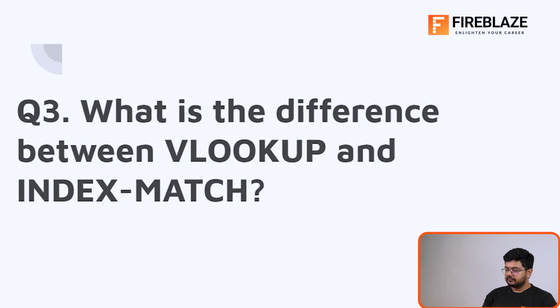Now, moving on to the next question. What is the difference between VLOOKUP and index match? All right. So this can always be a follow-up question to VLOOKUP because this is related to VLOOKUP. So it's asking what is the difference between VLOOKUP and index match. Okay. So the basic difference between VLOOKUP and index match is that VLOOKUP is a method of looking up, whereas index match is a combination of two different functions.